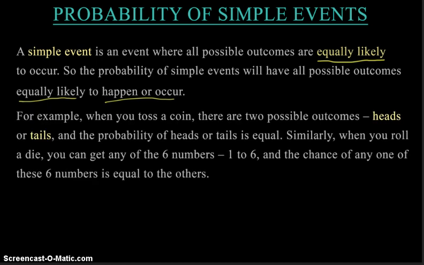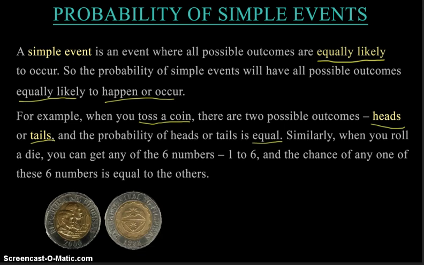For example, if we're going to toss a coin, pag mag-flip tayo ng coin, dalawa lang yung posibleng choices nun na lumabas. Pwedeng heads, pwedeng tails. So, the probability of heads or tails is equal. Kasi meron tayong isang head at isang tail lang. So, pwedeng si head ang lumabas or pwedeng si tail.